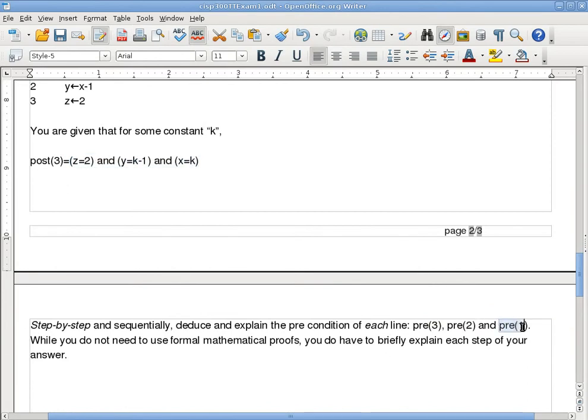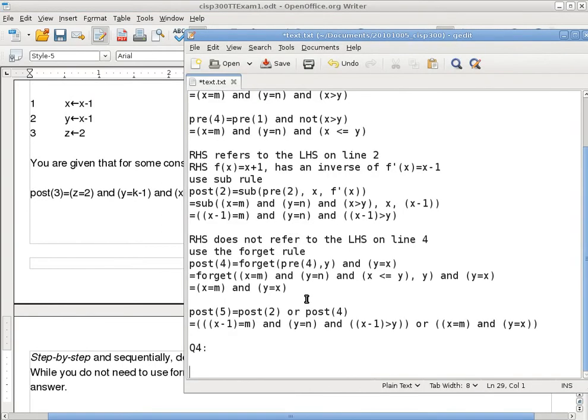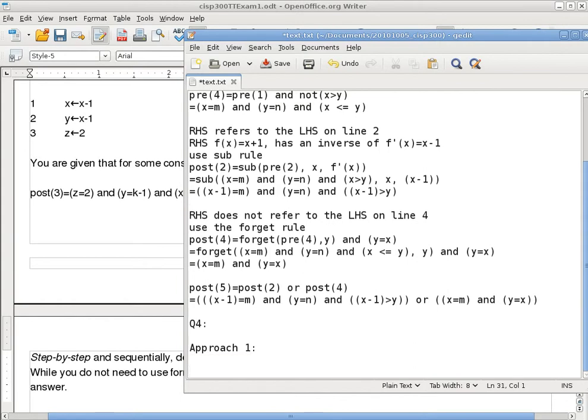Okay, so the question asks about, go ahead and tell me what is pre-3, and then from there, tell me what is pre-2, and then from there, tell me what is pre-1. And you don't have to use the mathematical derivations. You can just try to explain it in words in this case. So we'll go ahead and try to do exactly that. I would say this is approach 1. Because there are two ways to approach this problem. Approach 1 is just starting with post 3. Post 3 is we know z equals 2, y equals k minus 1, and we know x equals k, I think. Just like that.